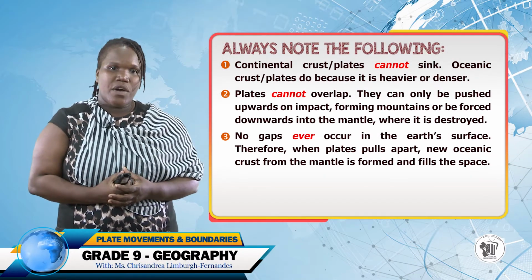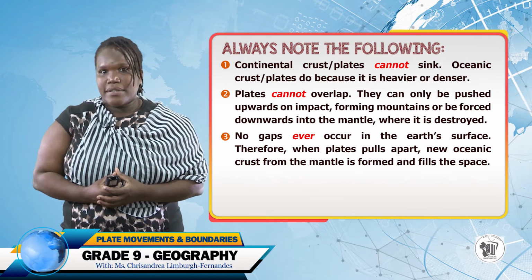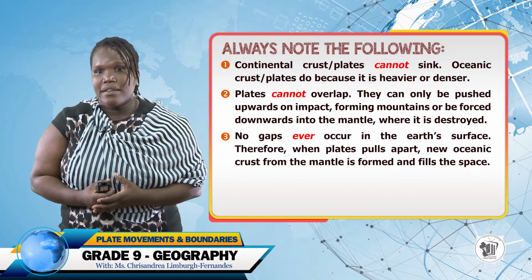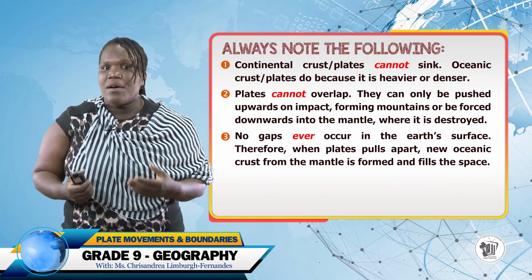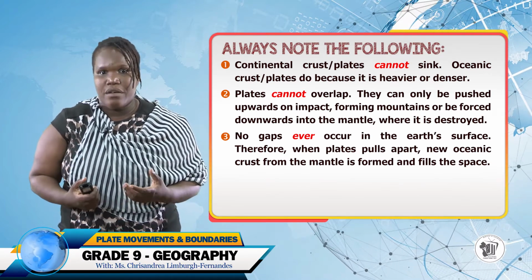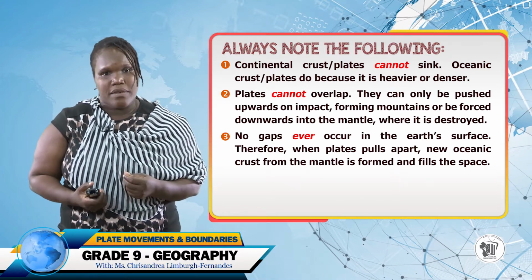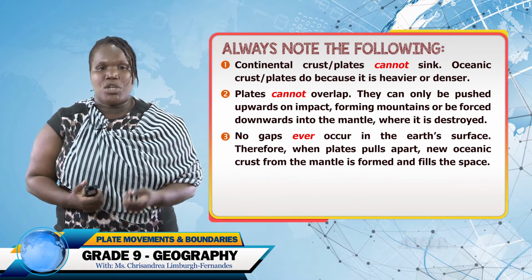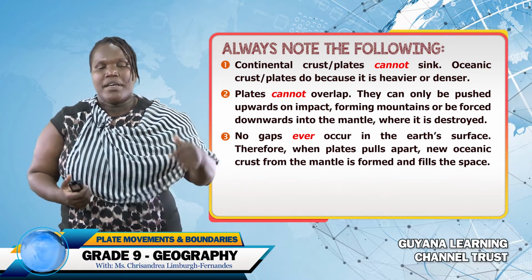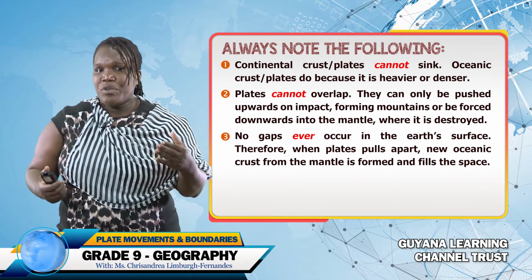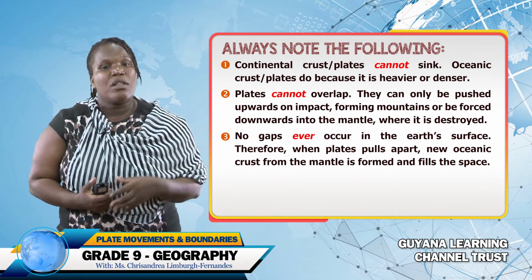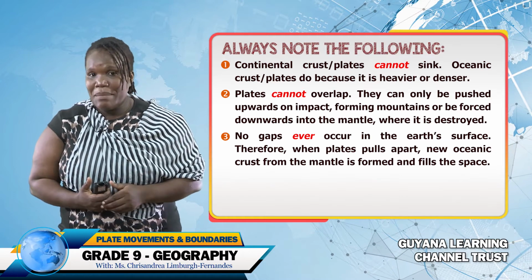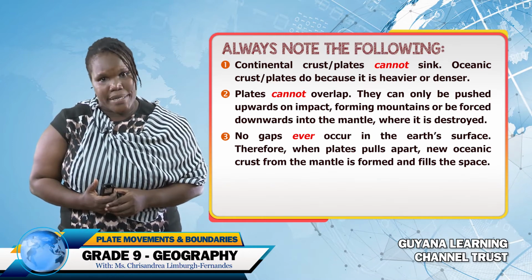Always note the following. Continental crusts or plates cannot sink. Oceanic plates do. And it happens because they are heavier, or they are denser. Plates cannot overlap. They can only be pushed upwards or pushed downwards. Once they are pushed upwards, they form what are called mountains. Once they are pushed downwards into the mantle, they are destroyed.